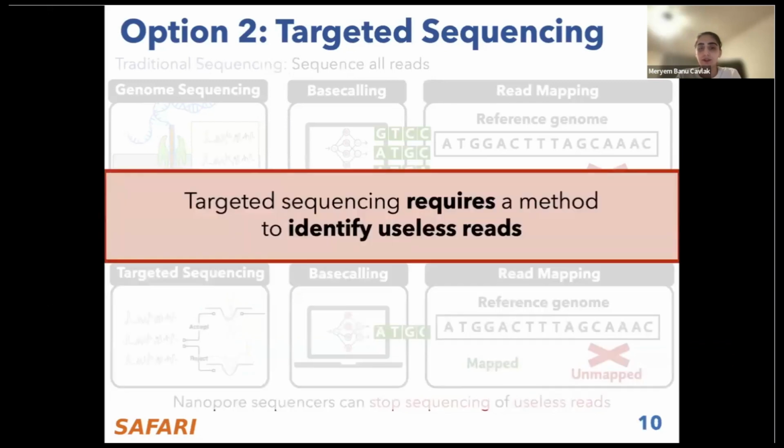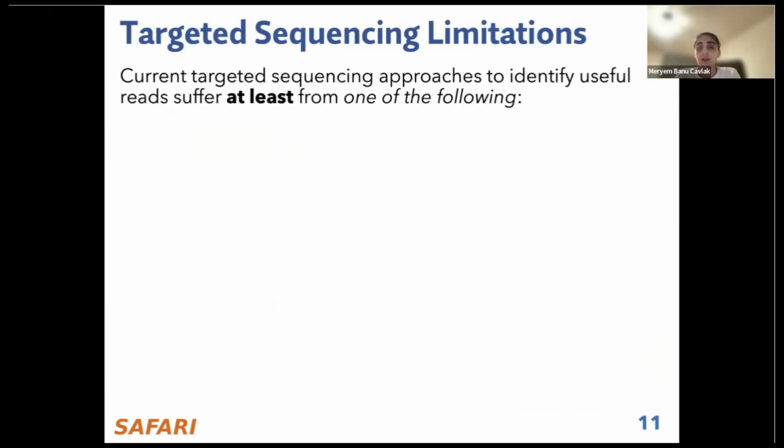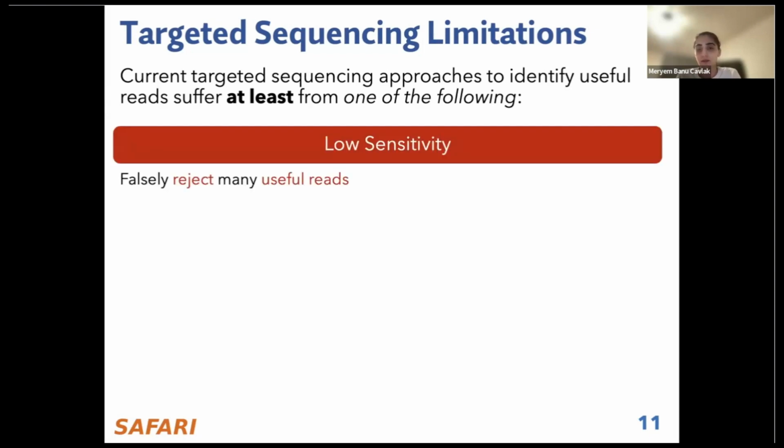But this targeted sequencing requires a method to identify which read is useful for the downstream analysis. Our analysis shows that the current methods to identify which reads are useful for the targeted sequencing approaches suffer from at least one of the three following key shortcomings. First, they have low sensitivity and they falsely reject many useful reads that should have been sequenced.